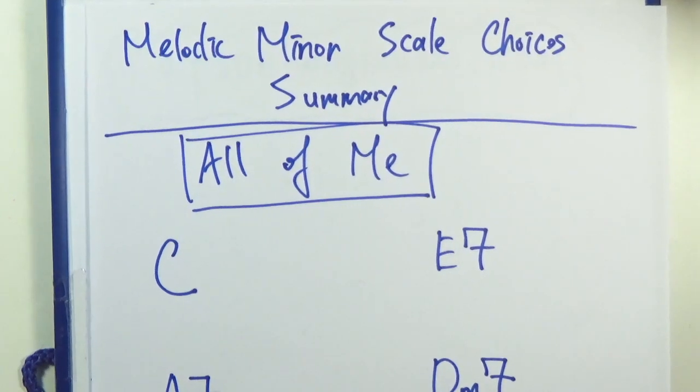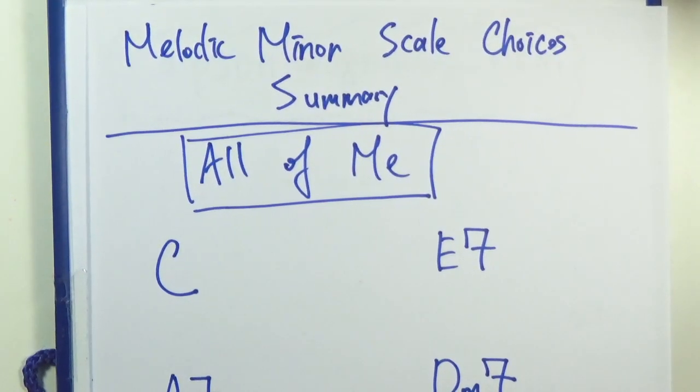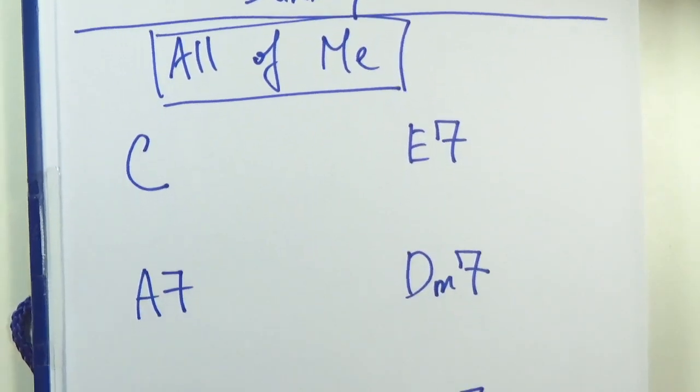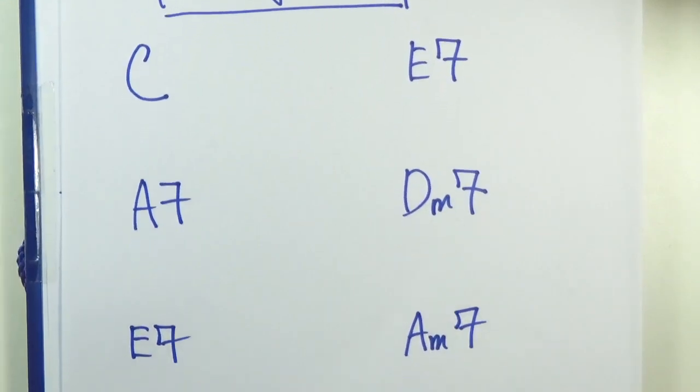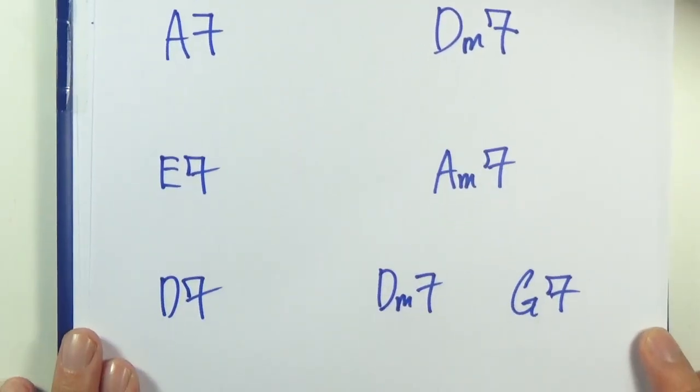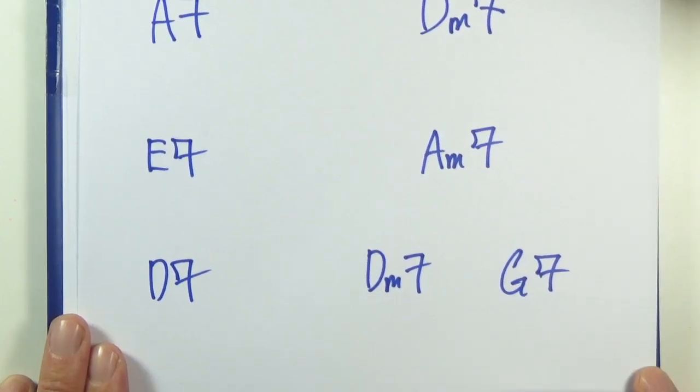Hello everyone, let's do a melodic minor scale choices summary. We would do it over the chord progression of All of Me. So this is section A from All of Me. You might want to take a look first. So C major, E7, A7, D minor 7, E7, A minor 7, D7, D minor 7, G7.